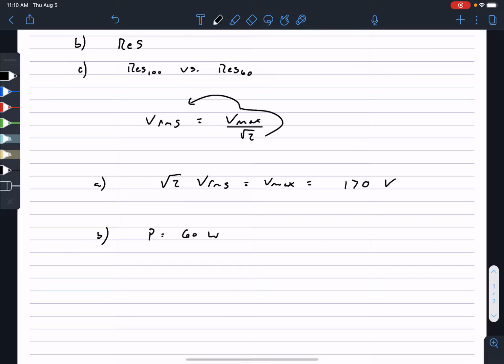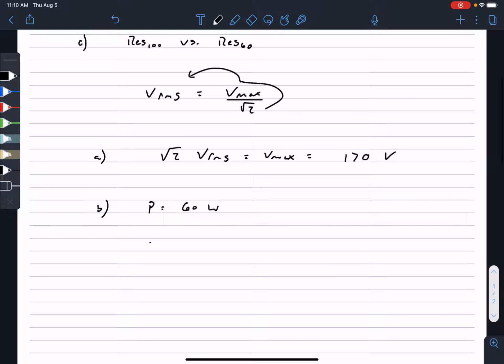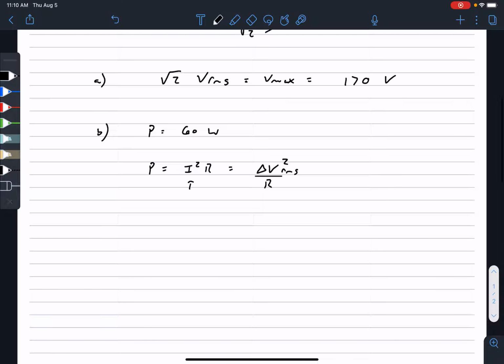So now we're told the power, P is equal to 60 watts, and we want to find the resistance of the bulb. Let's recall that power is equal to I squared times R. We don't know the current, but it's also equal to V squared over R, and this would be RMS. So we solve for R, not V. We take R to the other side and P down here, and we get VRMS squared over P, which is 120 volts squared over 60 watts. That's going to give us a value of 240 ohms.